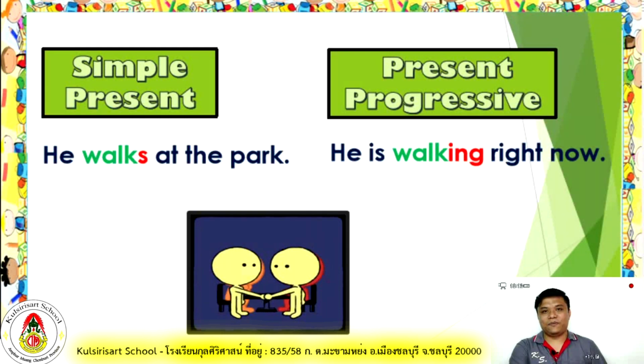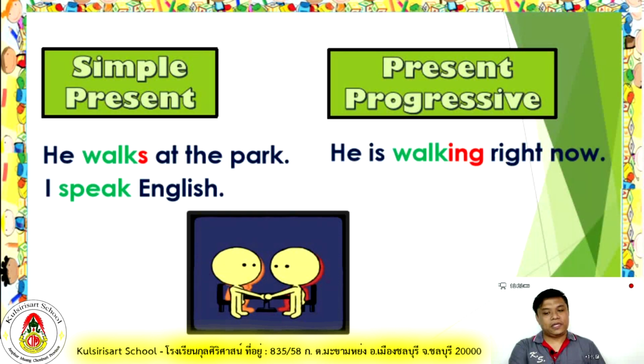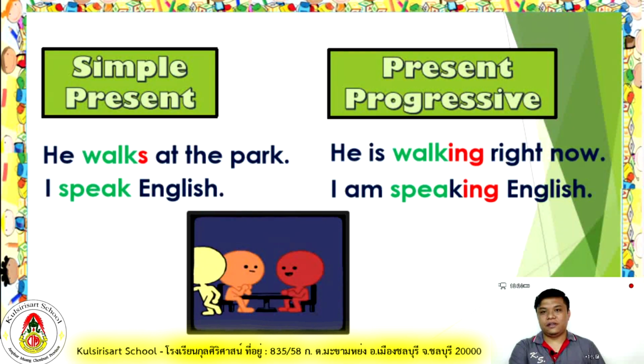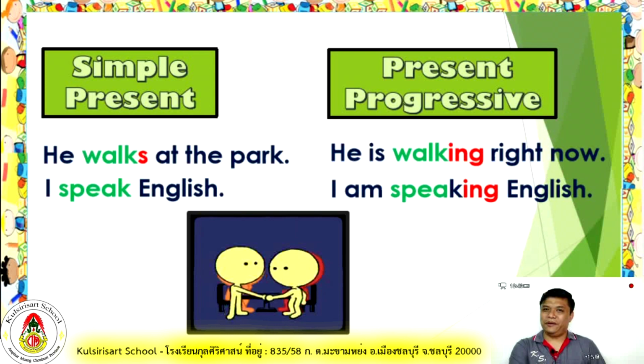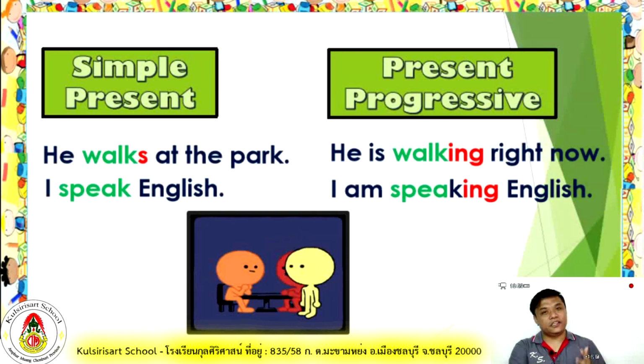Okay, for the next photo, you will see what they are doing. For example, I speak English. But in present progressive form, you will say, I am speaking English. Right now. You can say right now. Now I'm speaking English. But maybe later on, I'll be speaking Filipino, or Spanish, or Japanese. But maybe later, I will not speak English anymore.